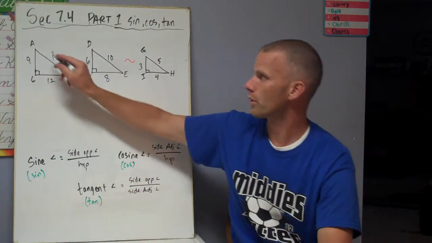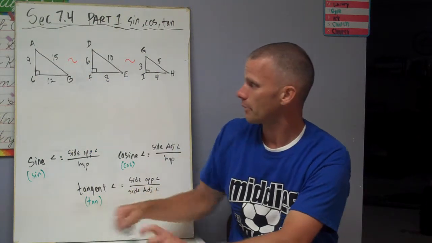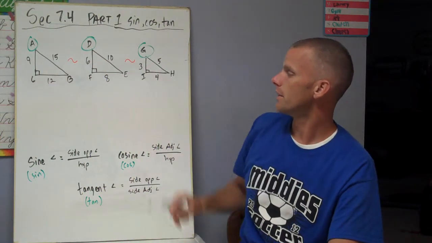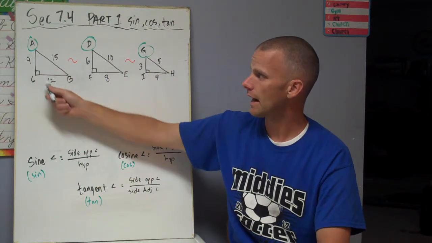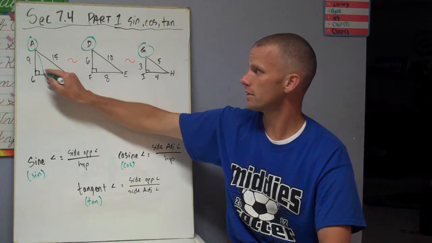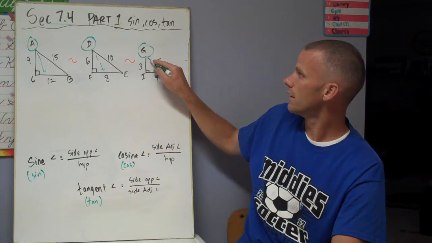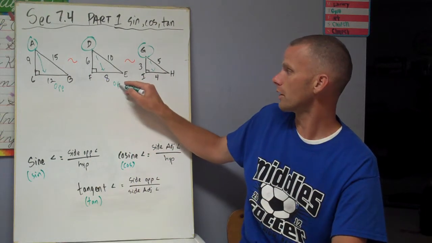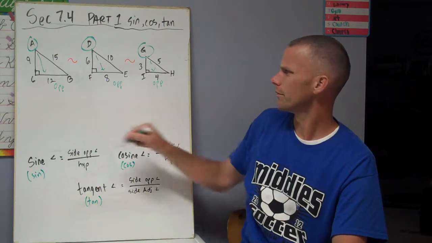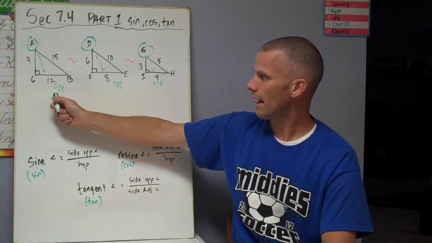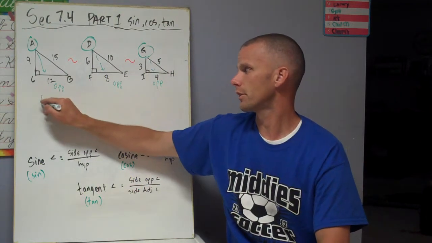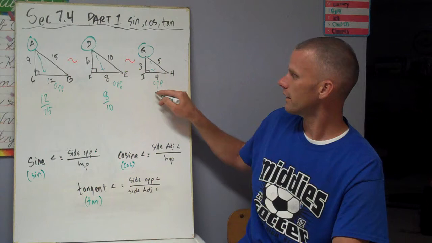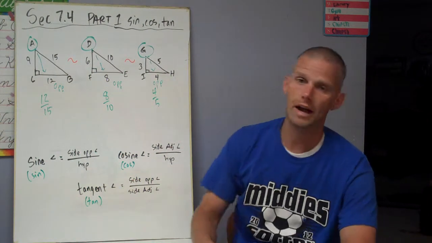If we focus in on the top three angles here, A and D and G, and look at the side that is farthest away from those angles, in this case 12, 8, and 4, that's going to be called the opposite side from those three angles. If we compare that opposite side to its hypotenuse, so here 12 to 15, here 8 to 10, and the small one 4 to 5.